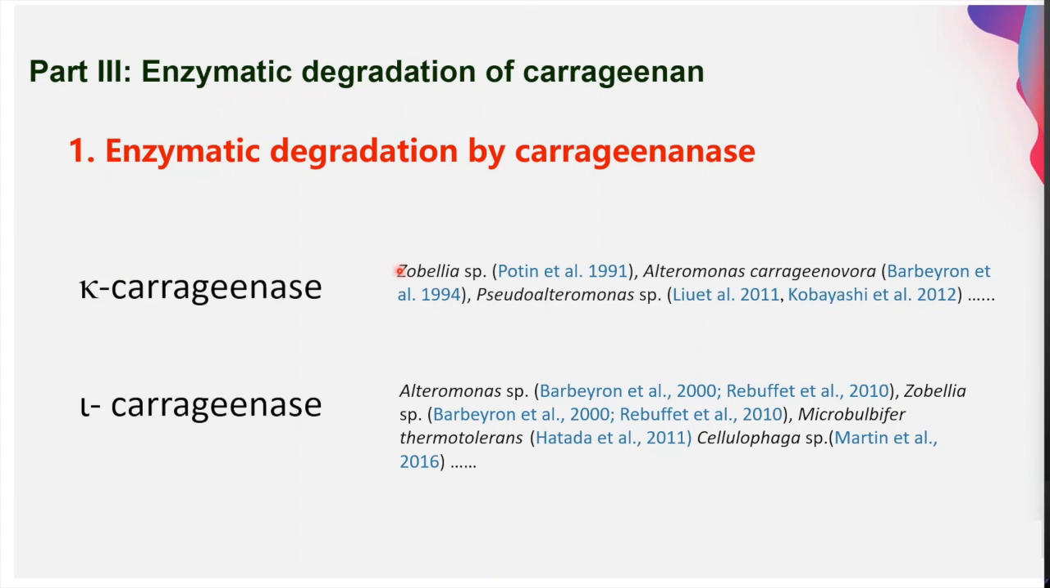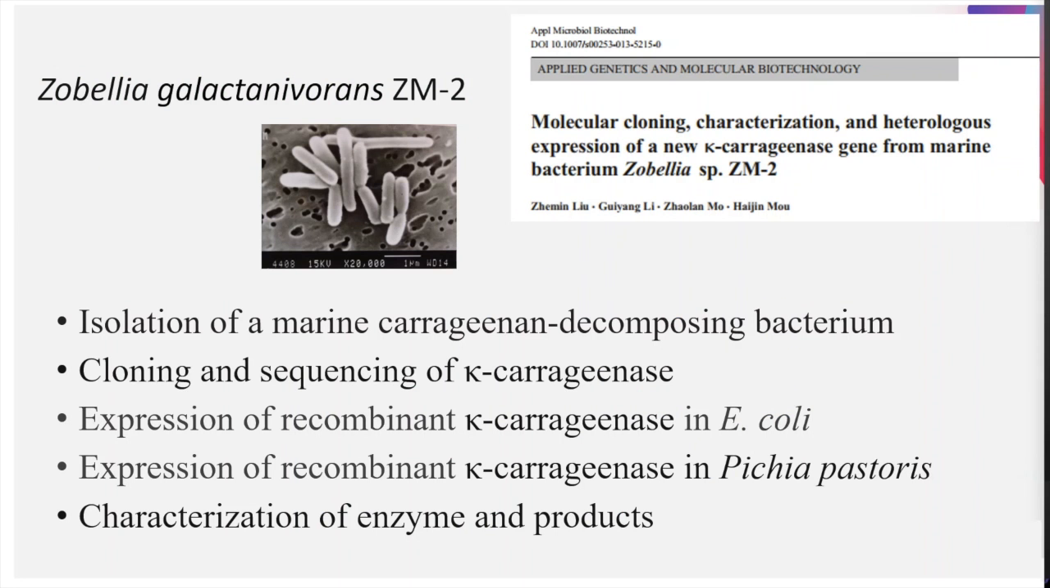The enzymatic degradation is done by an enzyme called carrageenase. According to the published papers, we can see that kappa carrageenase and alpha carrageenase are commonly studied and have been published in various articles like this. In our research, we have isolated one marine bacterium which can degrade carrageenan, and it is identified as a tubular species. The name is ZM2.